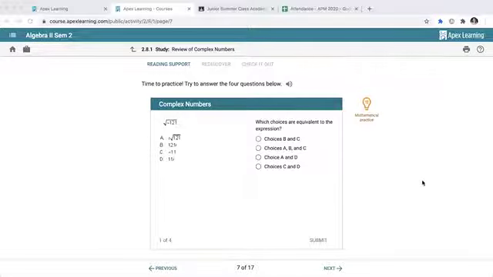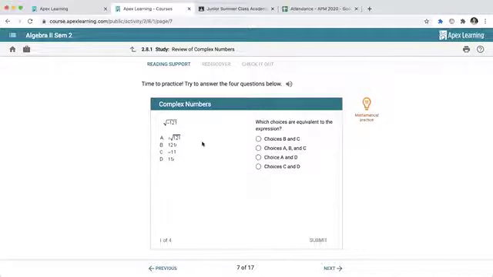Normally it would look like that first answer there, something like this one, i times the square root of 121. Except we know that it can be simplified down even further, because the square root of 121 is 11. So our answers for this are going to be letter A and letter D.